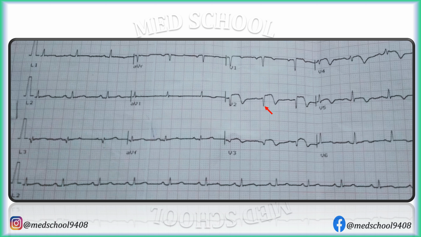There are deep Q waves, decreased R wave amplitude, ST elevation and T wave inversion in lead V2, V3 and V4. This is anterior wall STEMI in evolved phase. Q wave in evolved phase represents appearance of transmural necrosis.